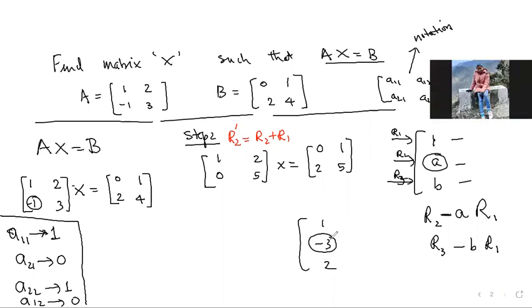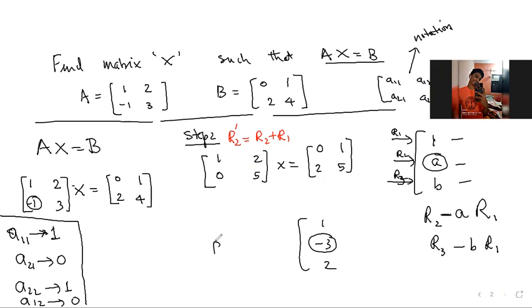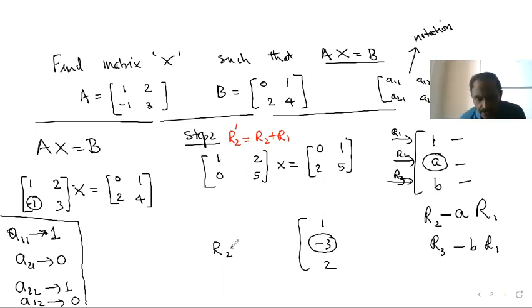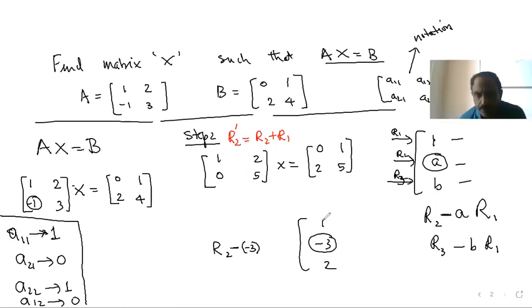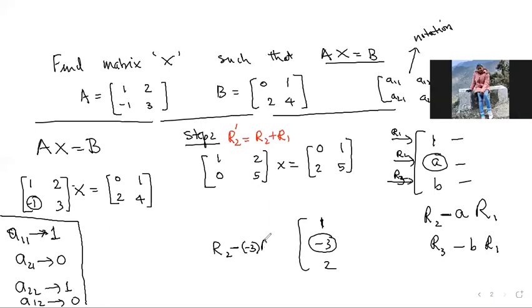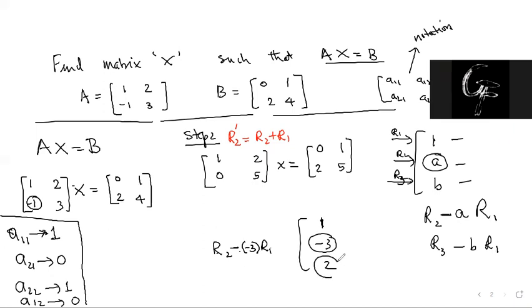What is the formula? Which row? The second row. So we'll start with R2. Then minus, what is the number here? Minus 3. And with which should I multiply? With this 1. Got the technique? Yes, sir. R2 plus 3 times R1.